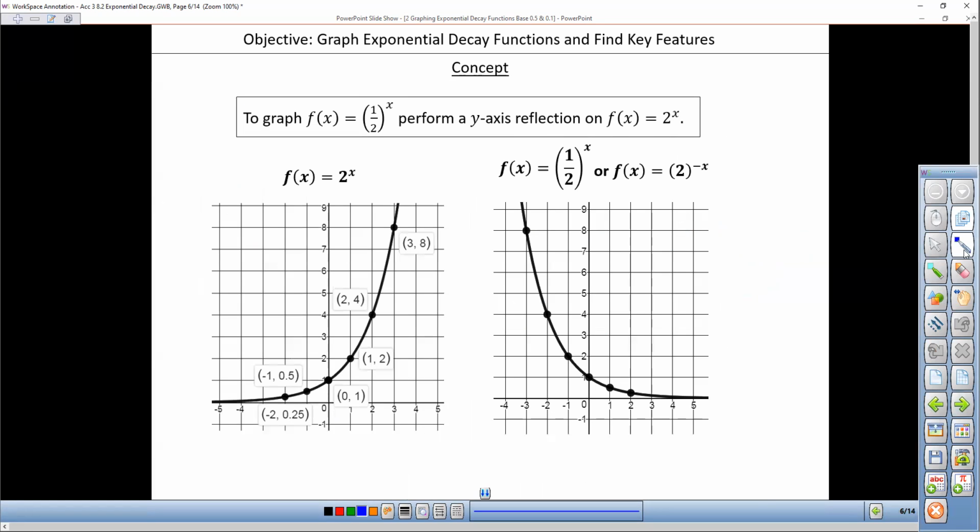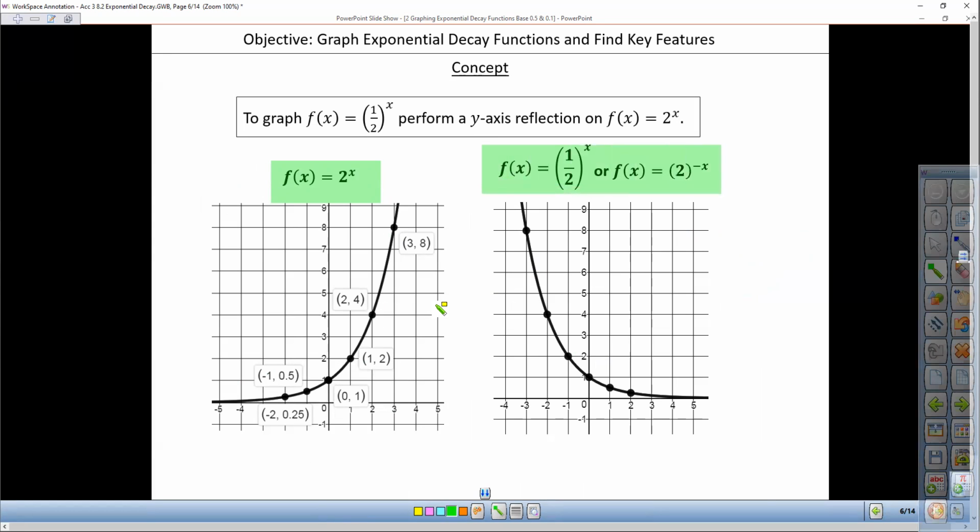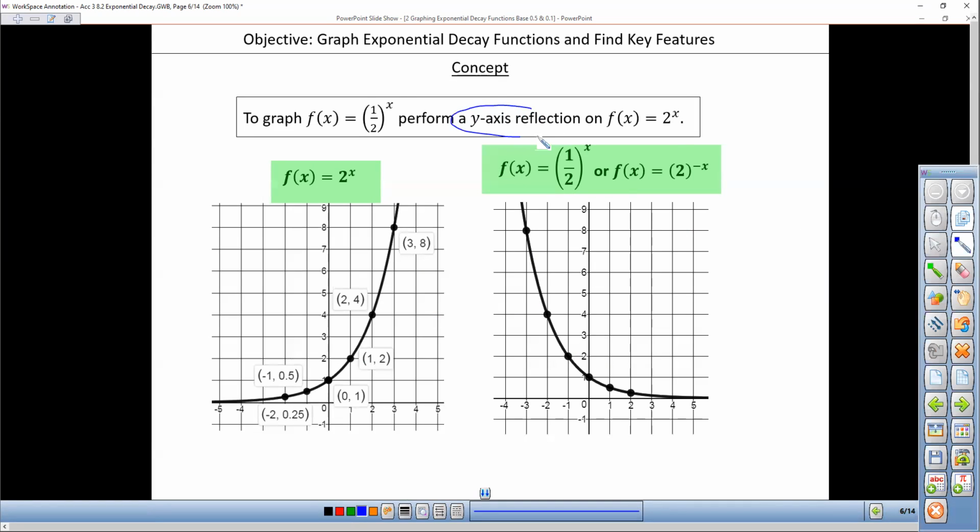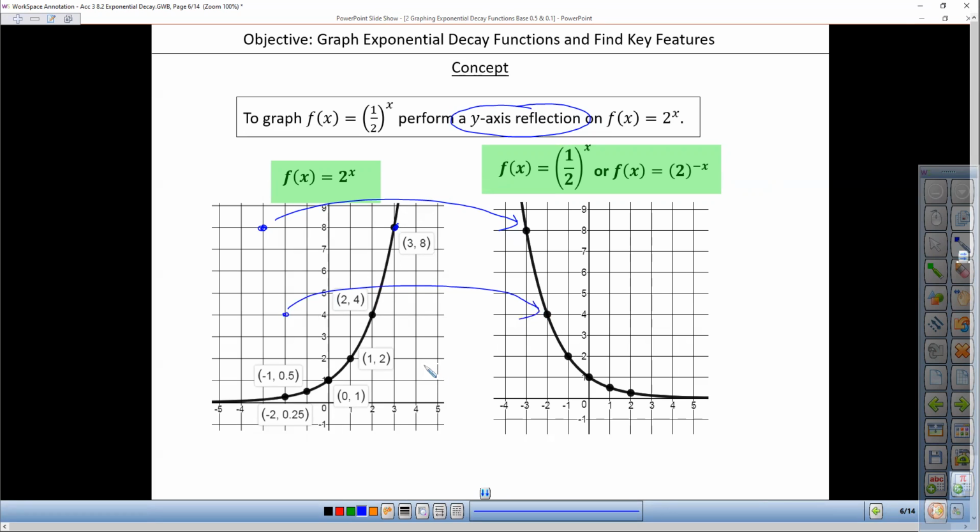So here's showing again what I've been talking about with the difference between growth, which is this increasing function, and decay, which is a decreasing function, shown written both ways for 2 to the x and 2 to the negative x, or 1/2 to the x. So you'll notice that their relationship to each other is they differ by a y-axis reflection. So this point reflects over here. That's that one. This point reflects over there. That's that one, and so on.